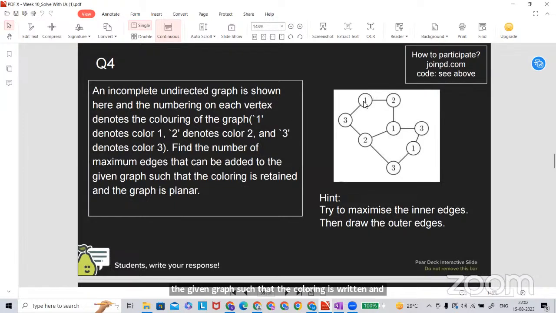That means if we start adding the edges here, then there is going to be no effect on the number of colors. Whatever colors are required, they are already denoted here, like 1, 2, 3 colored here. It will not affect the number of required colors. So a hint is given here: try to maximize the inner edges and then draw the outer edges.